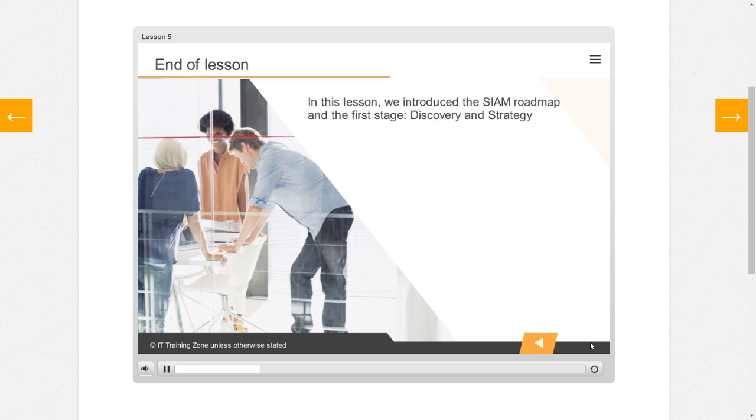You've completed Lesson 5, where we've introduced the SIAM roadmap and looked at its first stage, discovery and strategy. The next stage we'll study is plan and build.